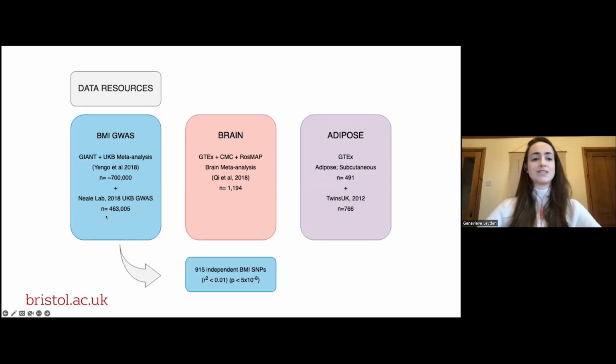We obtained BMI summary statistics from a large meta-analysis of BMI. We identified 915 independent BMI SNPs, which reached a genome-wide significance threshold. The brain gene expression in this study was obtained from a published meta-analysis, published in 2018. In this study, they combined neural tissue from 10 brain regions, and we had a total sample size of about 1,200. The adipose gene expression data was obtained by meta-analyzing 2 data sets. For this, I used the GTEx consortium and also the Twins UK study. Altogether, we had a total sample size of about 1,200.